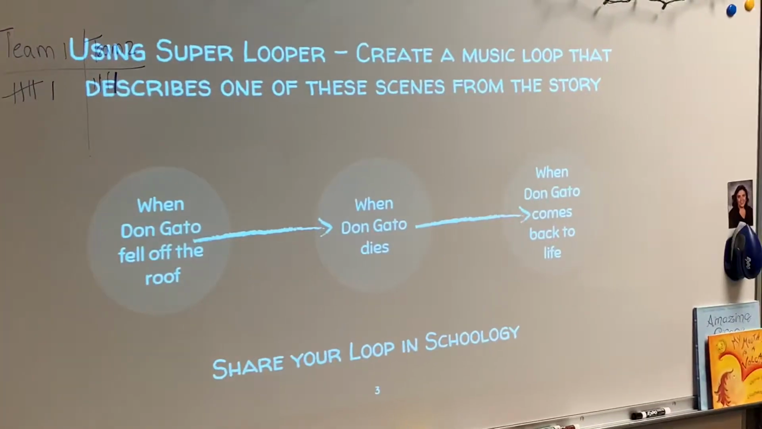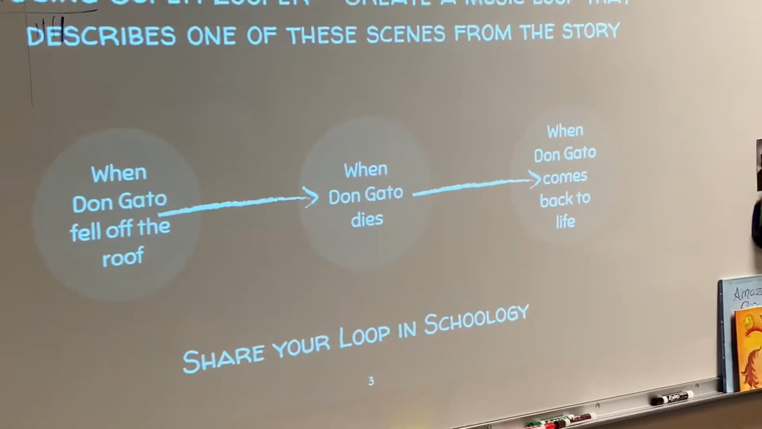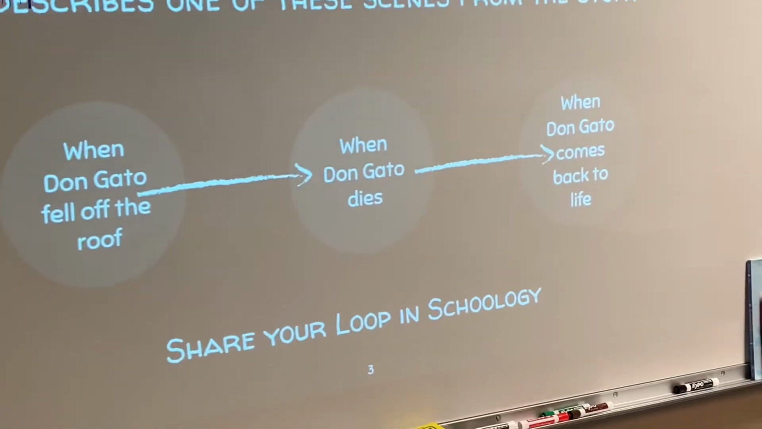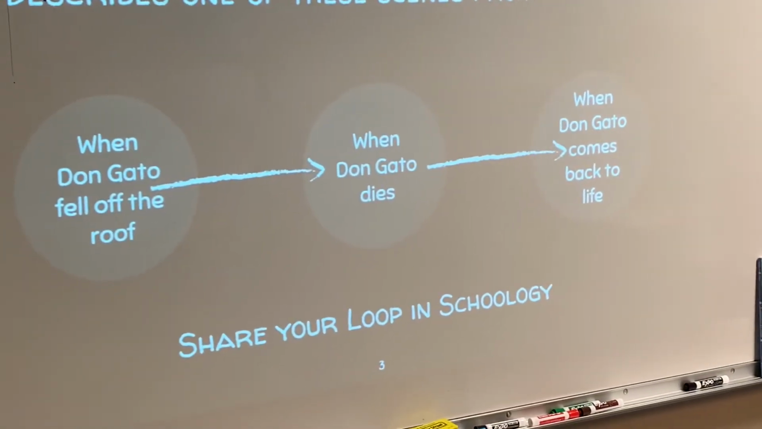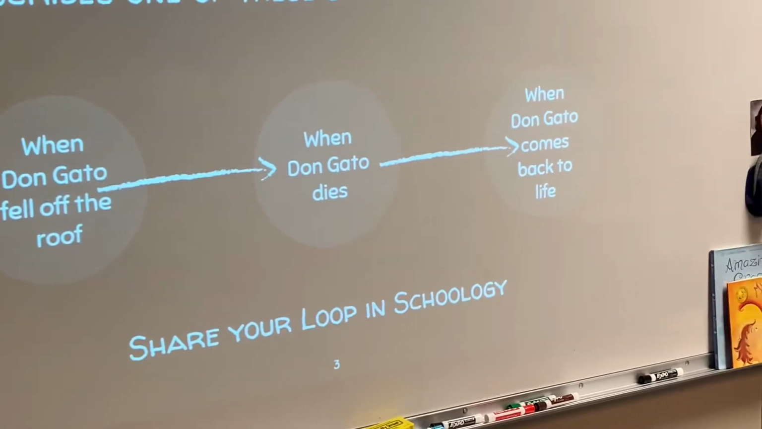I want you to describe. Pick from one of these. Make a music loop that describes when Don Gato fell off the roof. Think about what sounds you might hear in that situation.